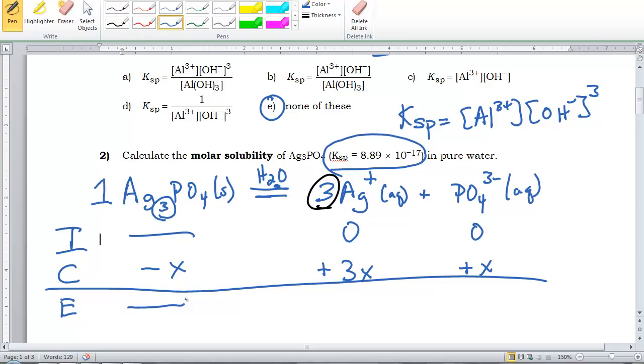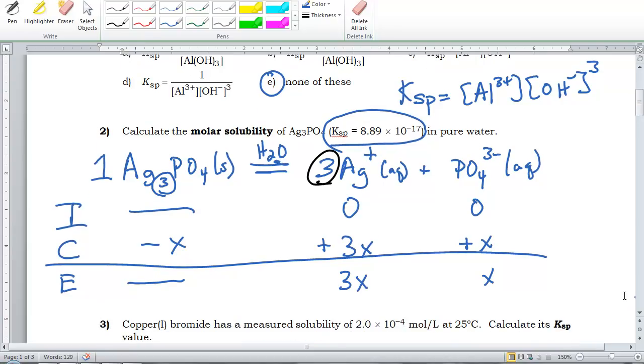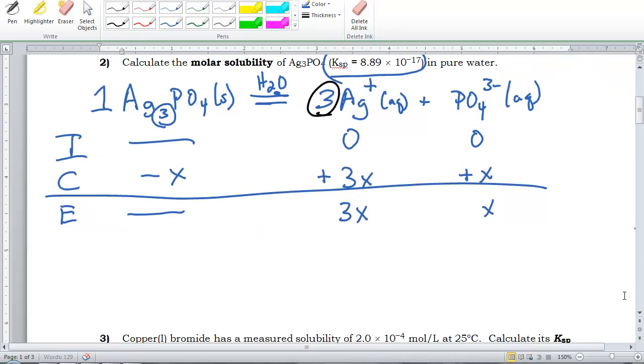Don't worry about the solid. It's not in the expression. 3x and x. Doesn't that look pretty easy? The only thing that makes that hard is the coefficient. Now, you are going to see that coefficient twice because you will see it as the exponent as well. So, Ksp is products raised to the power of the coefficients. That's it. Our solid and the water aren't there.